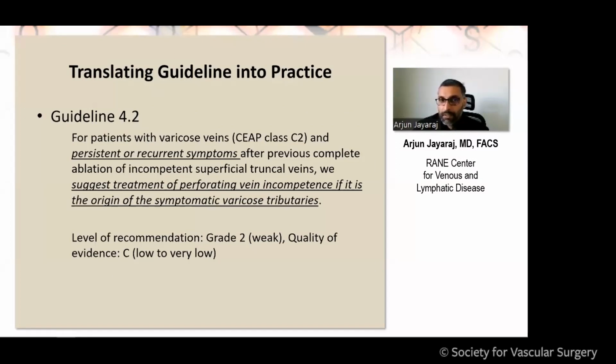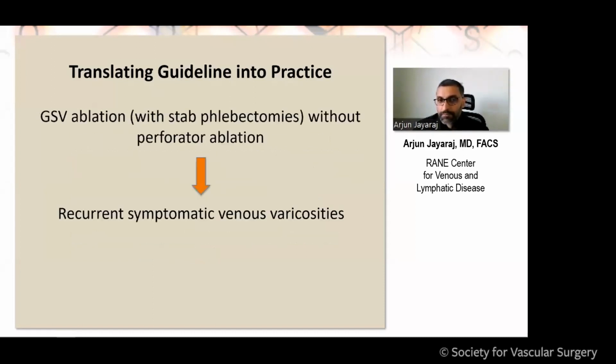Now, if you look at the guideline, in patients with persistent or recurrent symptoms after previous complete ablation of the incompetent superficial truncal veins, the suggestion is to treat the perforator vein incompetence if it is the origin of the symptomatic varicose tributaries, and this is grade 2C based on the quality of evidence.